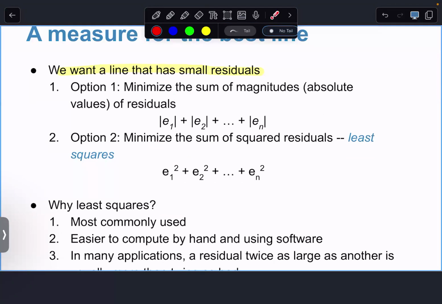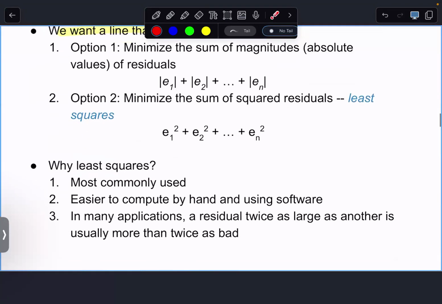But the first option would be, what if you just take the absolute value? Add those up, and whichever line gives you the smallest sum, that minimizes the sum of those absolute values. That's the line that you pick. In theory, you're fitting all the lines possible and then picking the one that has the smallest sum. We don't do that, software does that. There's a lot of background stuff happening, but that's what it's doing.